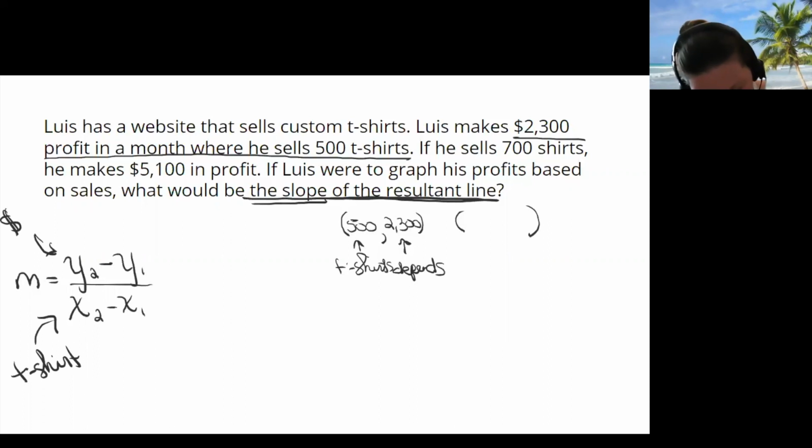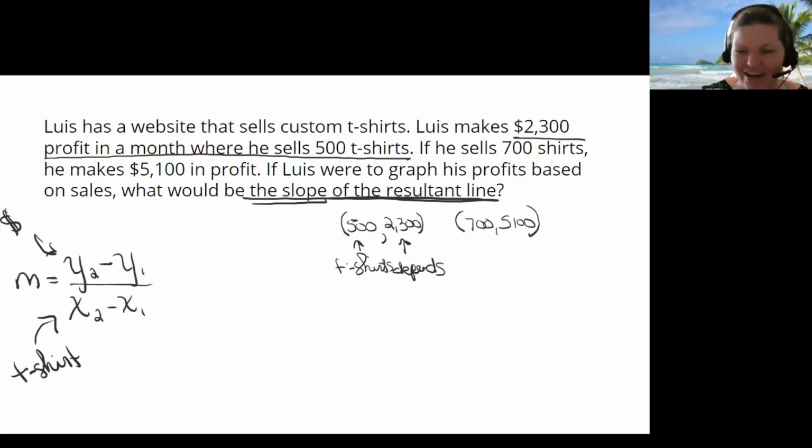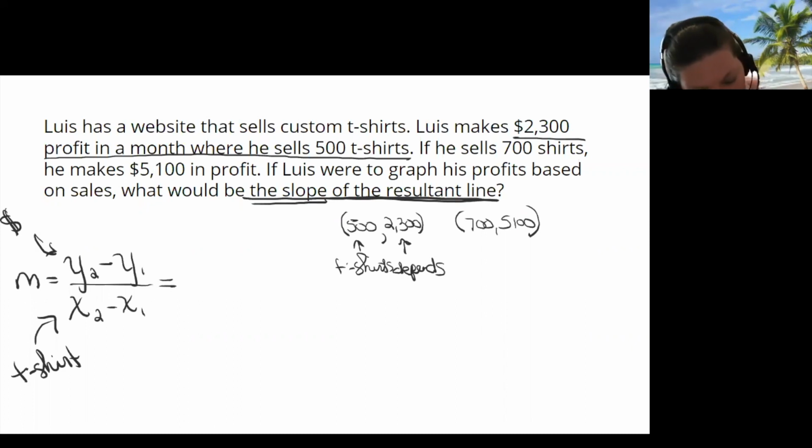Beautiful. So when he sells 500, he makes $2,300. When he sells 700, he makes a lot of money and he's going to take me out to dinner. He makes $5,100. Okay, sweet. Let's plug these numbers in now that we know that. Stephen says I want the dollars on top. So let's find the change in dollars.